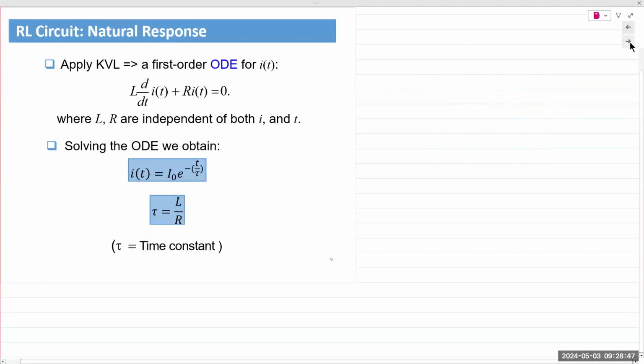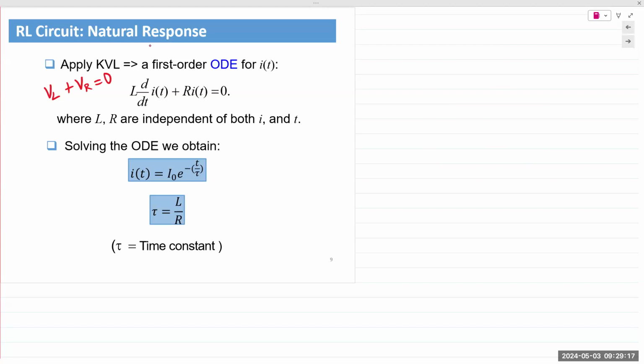So at the top, we apply KVL. KVL simply would give us VL plus VR equals 0. Inductor voltage plus resistor voltage should equal 0. You plug in the values of the equations. Inductor voltage is L di over dt. Resistor voltage from Ohm's law is I times R.